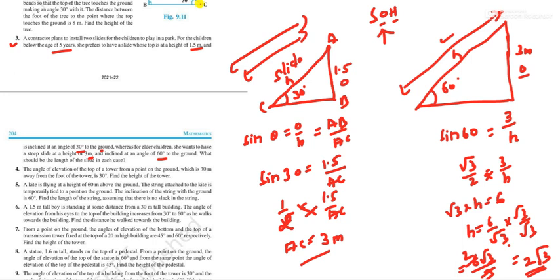Okay, and one more thing, what you have to write at last: the length of slide for the children below the age of 5 years should be 3 meter, and for the older children it should be 2 root 3 meter. Always write this unit. Okay, don't forget. So moving to the next question now.